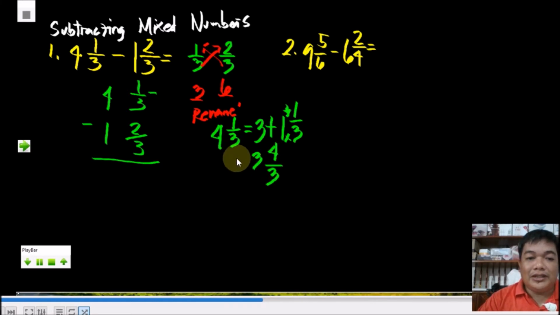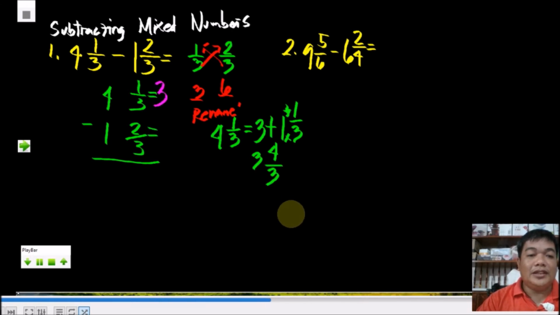But does it change the value of 4 and 1/3? No. You just rename 4 and 1/3 into 3 and 4/3, but the value doesn't change. So 4 and 1/3 is just equal to 3 and 4/3. We use this one so that the fraction can be subtracted by the second fraction, since 4/3 is much greater than 2/3. Okay, let us proceed. So we use this one, 3 and 4/3.